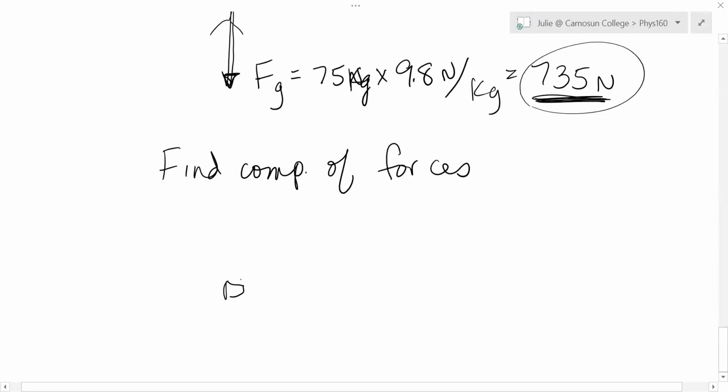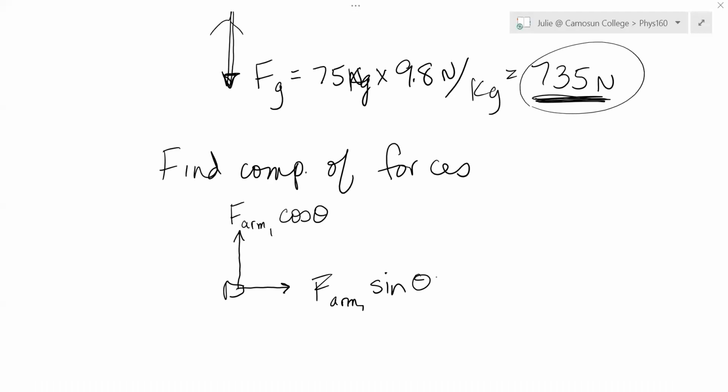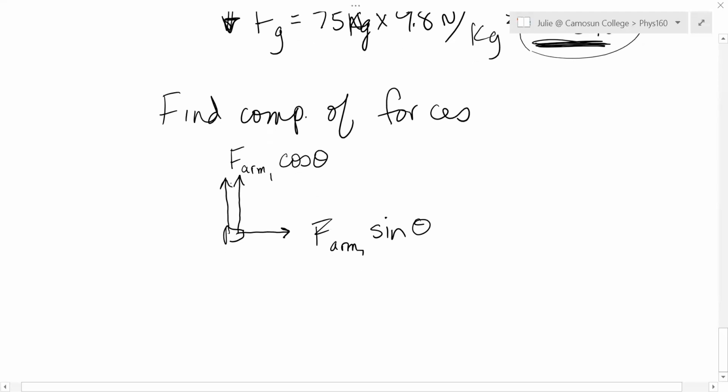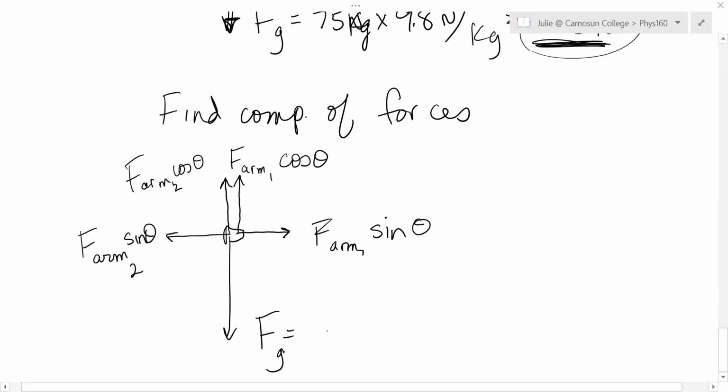Okay, so if I draw it again, your arms are doing two things. They're holding you up. That would be F arm 1 cosine theta and F arm 1 sine theta. They're also keeping you going side to side. Like if you let go of one hand, boom, you'd swing over to the right if you let go of your left hand. So that's arm 1, and arm 2 is doing the same thing. It's holding you up and it's pushing you the other direction. F arm 2 sine theta and F arm 2 cos theta. And then you got the force of gravity, the 735.